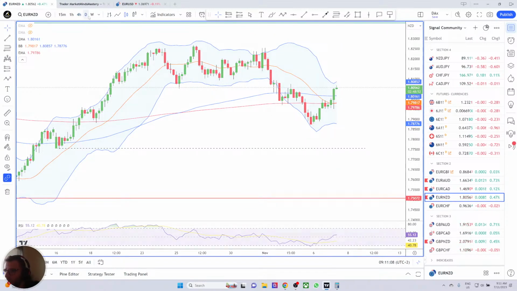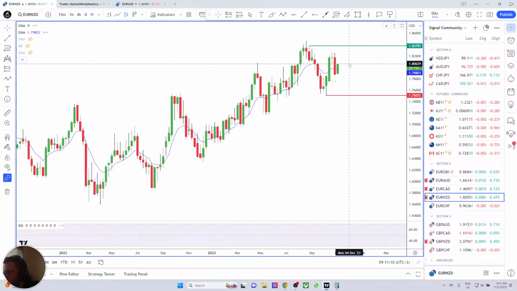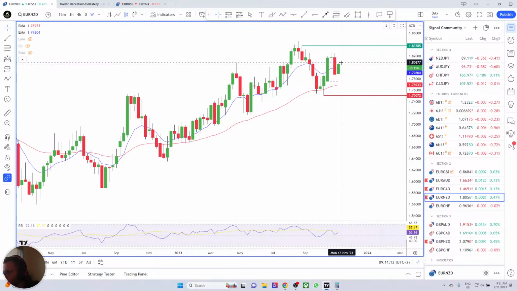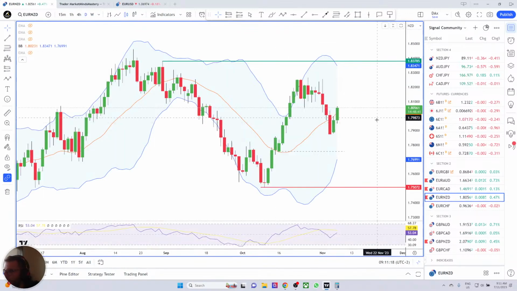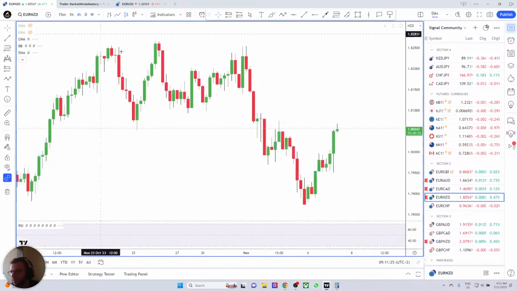Let's see. Weekly is more bearish than bullish. Okay, I don't see the current price action. I see the previous price action, and also there is an inside resistance right here. So we do see some weakness maybe coming in this pair.